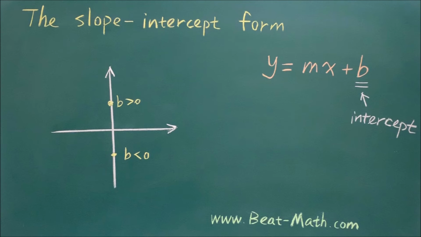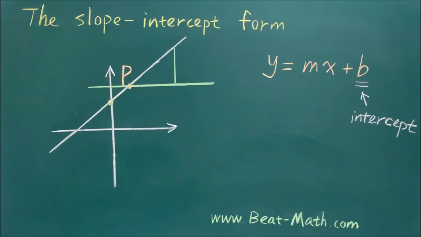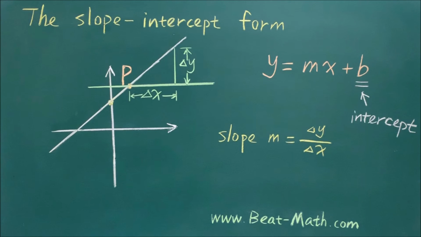What is the slope? Let's look at this line. Given one point, P, on the line, we can draw a horizontal line passing through P, and then draw a vertical line to form a right triangle. This right triangle can be any size. Slope m is the ratio between the length of point P's opposite side and the length of point P's adjacent side. It sounds a little complicated, but don't worry, you can get it with one example.